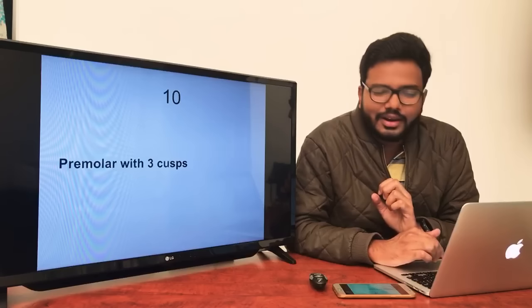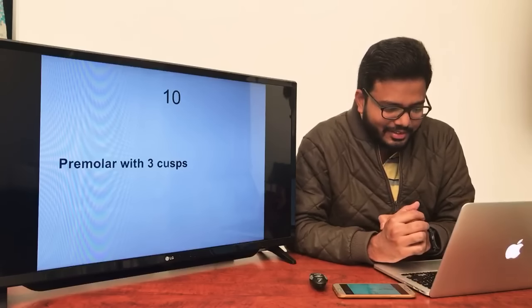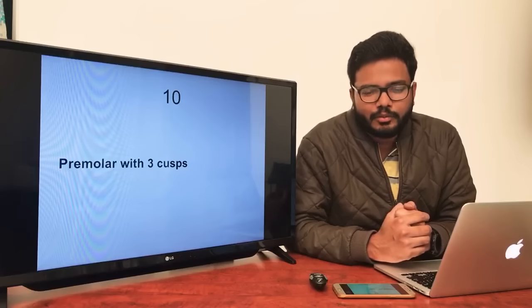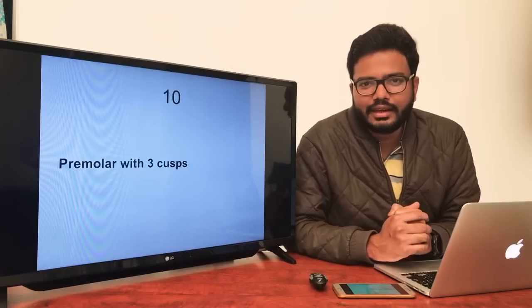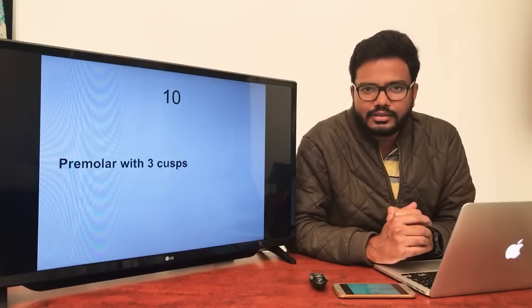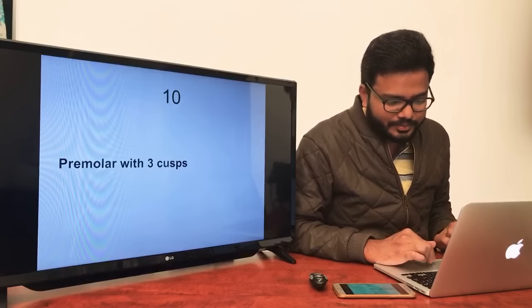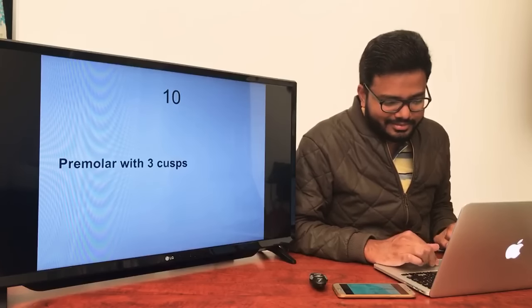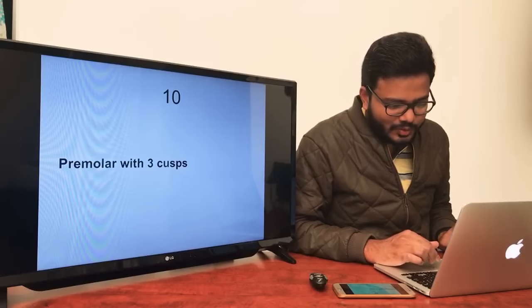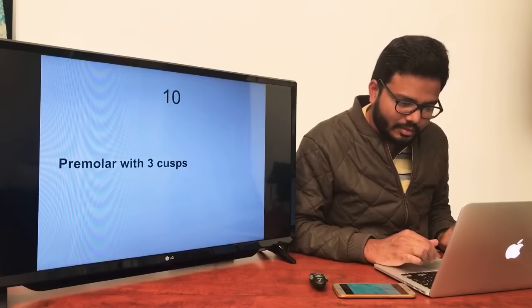Sandeep, smart answer, right? Okay, given the numbers, mandibular first premolars. So why do you think they are considered an enigma to the endodontist? It's the mandibular first premolar. Good. Yes, Raghu. Kirti says first premolar.